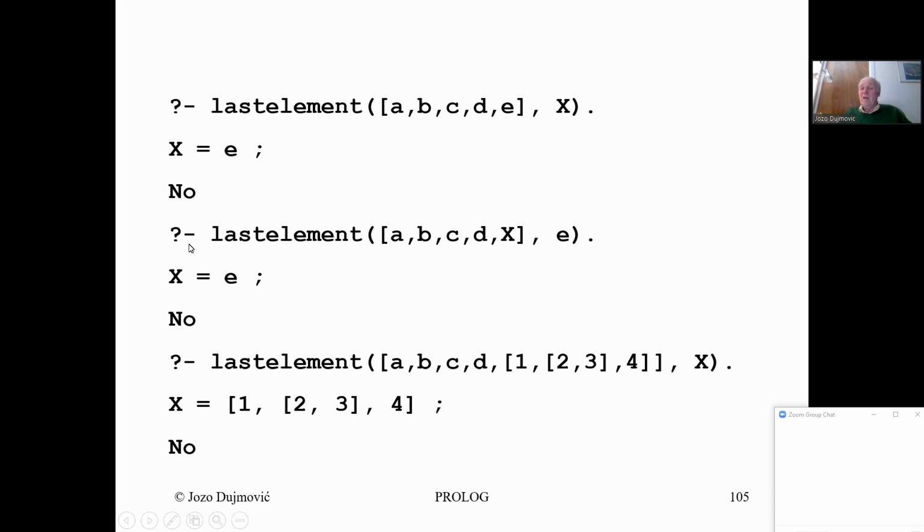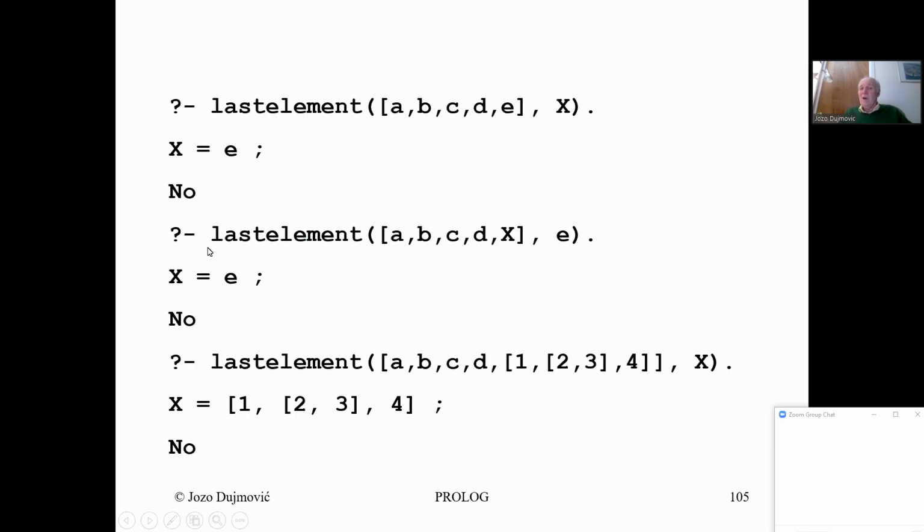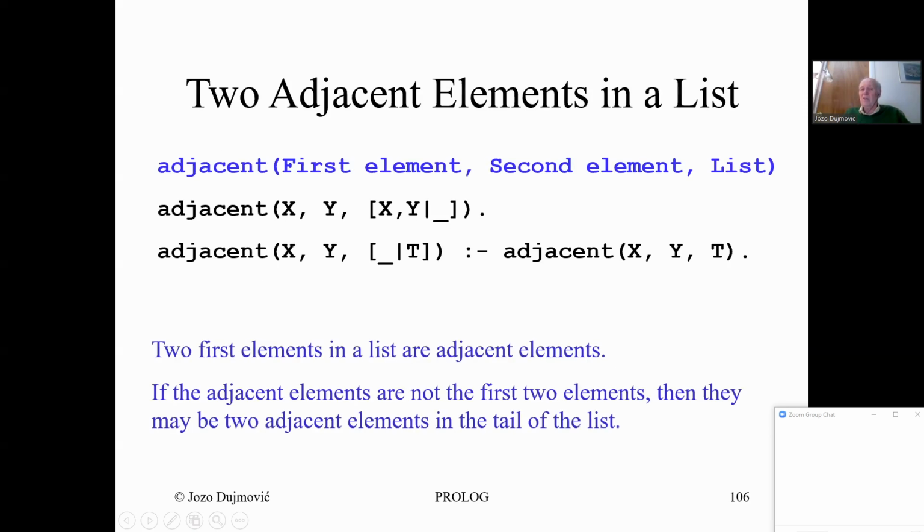That is the last element. I can say, and this is flexible by the way, there is no assignment inside. So you can say, I have the list A, B, C, D, X that has the last element E. Tell me what is X? And of course, X must be E. Or you can have lists that consist of more complex objects, A, B, C, D, and here is 1, 2, 3, and 4. And we ask, what is the last element? Well, this is 1, 2, 3, and 4. So it is giving you the last object in the list.